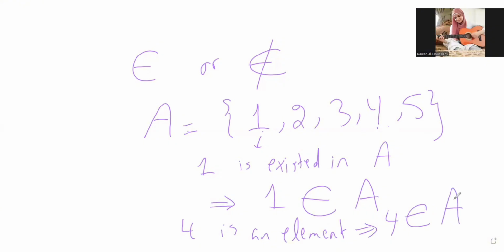However, let's say we have the number 10. Let's search for the number 10 in A. 10 is not found in the set A, so we can say that 10 is not an element of A. Then we can say that 10 does not belong to the set A. Okay, so now let's take an application.